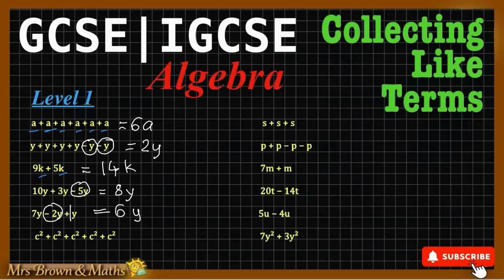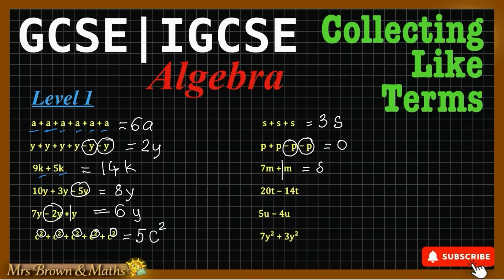Next one is a tricky question. We have C squared. So the same letter, the same power. But again, C squared added together 5 times will be 5C squared. S added together 3 times will be 3S. P plus P minus P minus P actually is 2P minus 2P, which is 0.